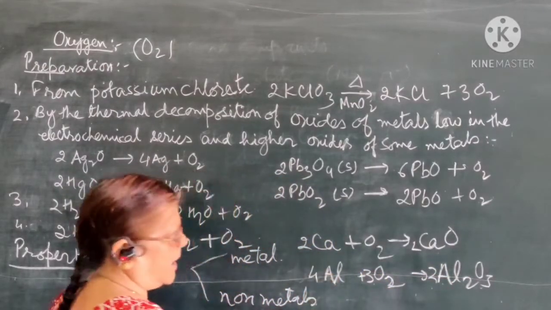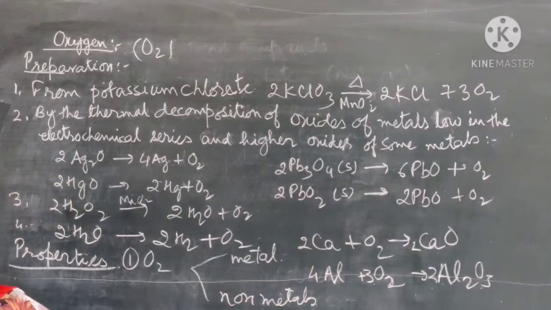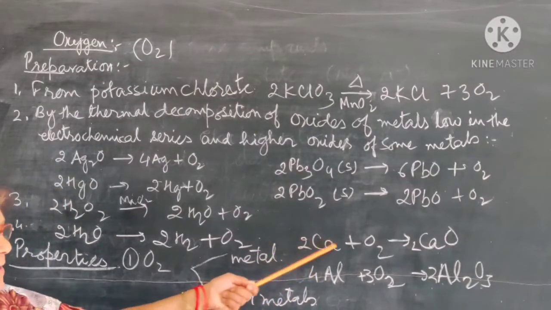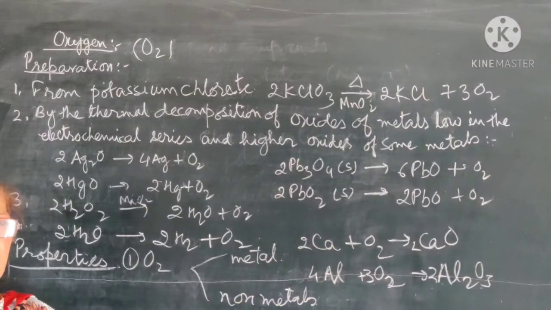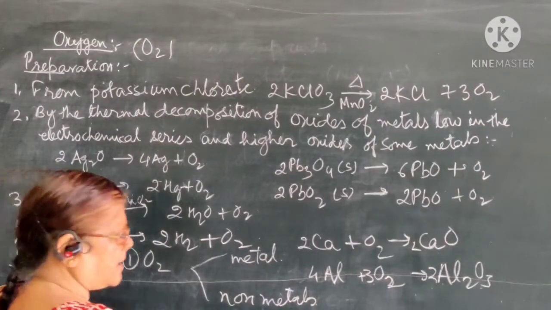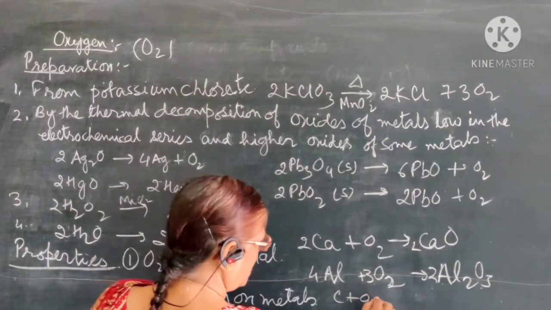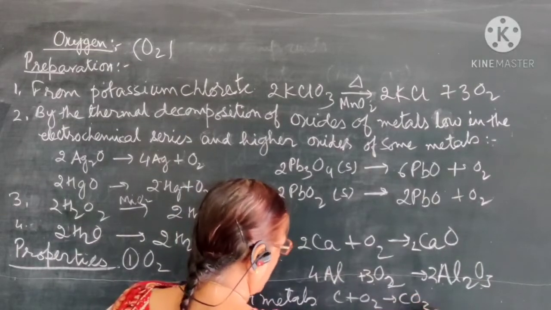3O2 and 4Al. So here we can write the reaction with the metal. In this way the oxygen reacts with the metal to form the corresponding oxide. Then we can divide into non-metals also. With the non-metals, carbon reacts with oxygen to form carbon dioxide.